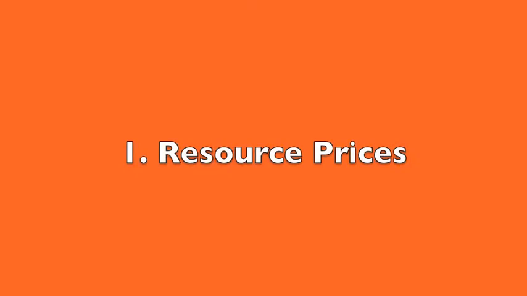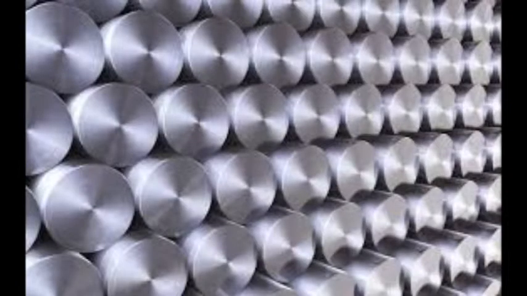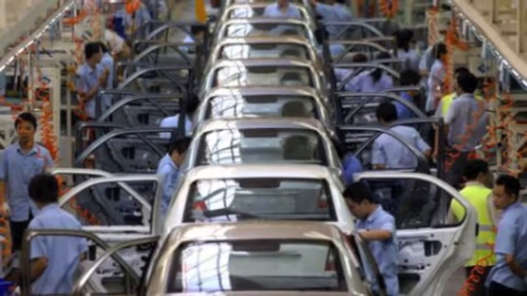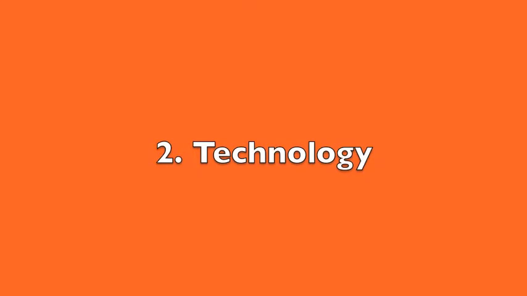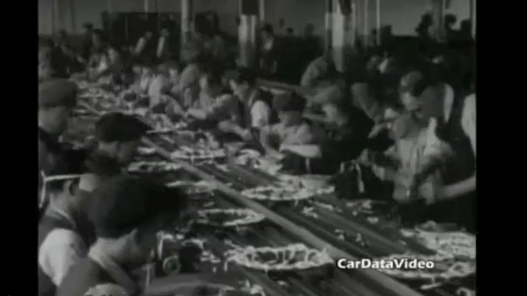One way is through a change in resource prices. If the price of steel increases for a car manufacturer, they will have to decrease the production of cars. A second way is if there is a change in technology. An example of this is when Henry Ford introduced the idea of the assembly line. It increased production, thus decreasing the price of cars.